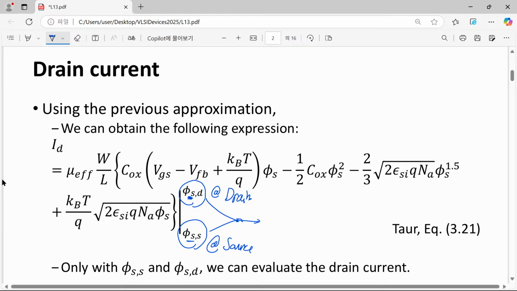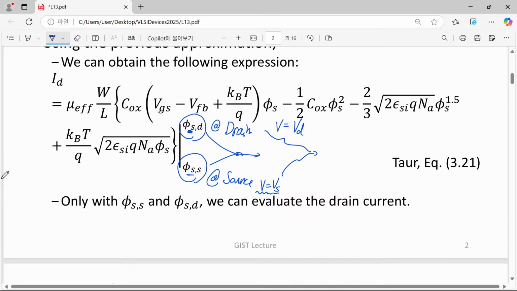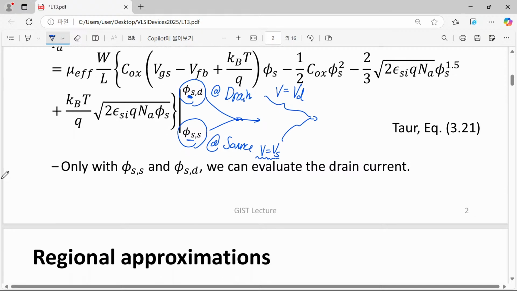So what is the difference between these two equations? In this case, use the electron quasi-Fermi potential equal to the source voltage, and in this case, use your drain voltage as the electron quasi-Fermi potential. So you can just calculate this quantity twice, and then everything can be calculated. So this is much more simplified.